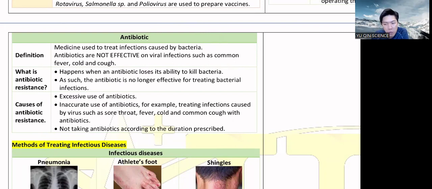Anything that is not bacteria, no. Even in COVID-19 times, you never heard of antibiotic. It's all about vaccine, right? Antibiotic resistance happens when it loses the ability to kill bacteria. There's no effect anymore when you take antibiotic. The reason is because you take too much, too little, or you do not follow the instructions. I'm guilty of it also.